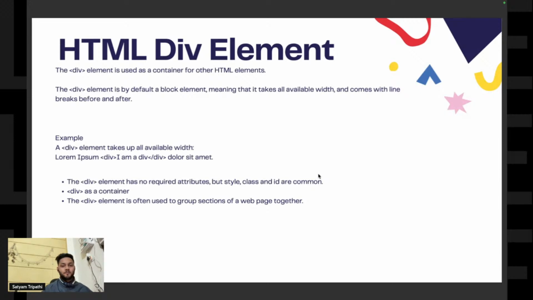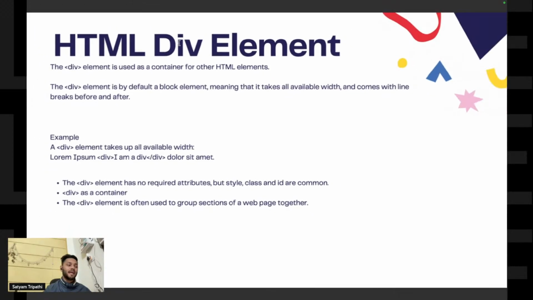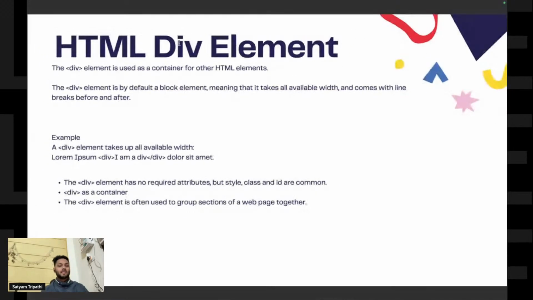Okay. So this is the topic that was left. First, we'll discuss HTML div and span. So if I talk about a div, what is div in HTML? The div element is used as a container for other HTML elements. Div is basically nothing but a container.